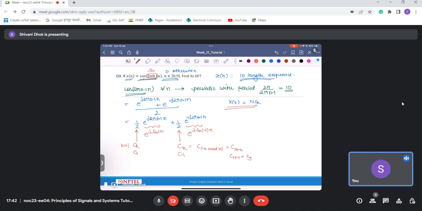Now using this property, we can write x of 1 as c1 into 10, which is equal to 10 by 2, which is equal to 5, and x9 is equal to 10 into c9, which is also 5, and it will be 0 otherwise. So my xk is equal to 5 for k equal to 1 and 9, and 0 otherwise. Is it okay?